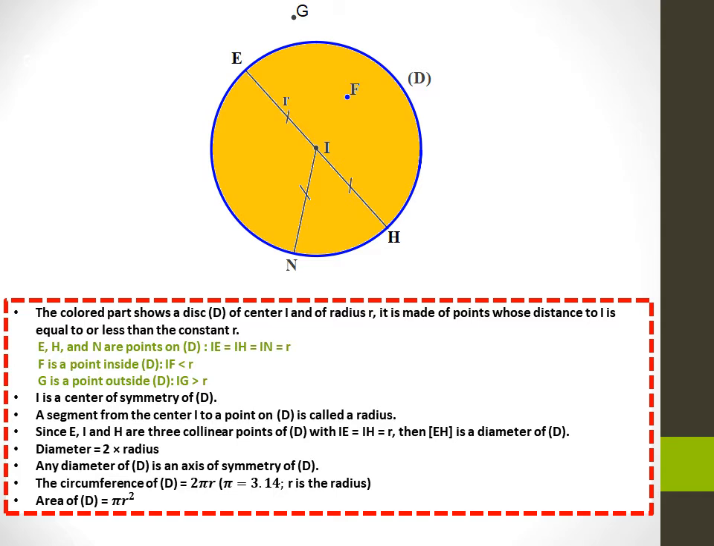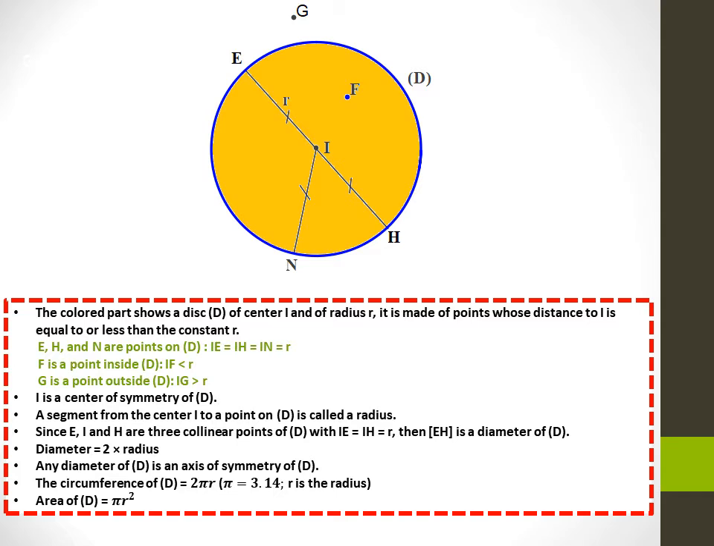Since E, I, and H are 3 collinear points on D with IE equals IH equals R, then segment EH is the diameter of D. In other words, since EH is a segment passing through I, the center of the disk, and E and H being on the disk D, then EH is the diameter of D. Diameter is equal to 2 times radius, and it is an axis of symmetry of D.